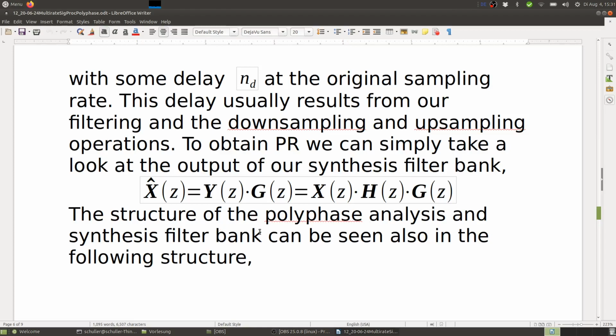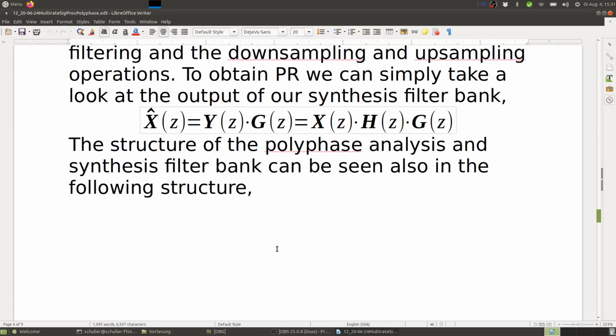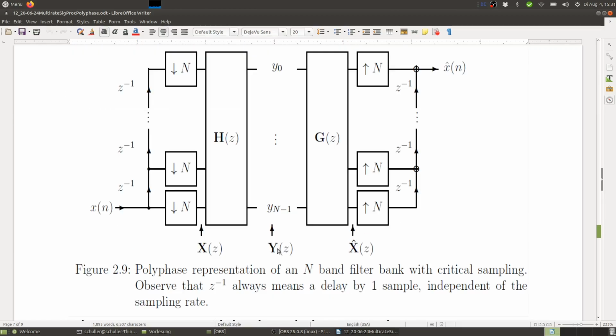So the structure of the polyphase analysis and synthesis filter bank can also be seen in this following structure. So here is a signal flow diagram of the analysis and synthesis filter bank. From the left hand side you can see my audio signal x of n, here written in the time domain, although the rest is written in the z domain, so maybe more appropriately this should have been x of z. But then here we get this blocking. So this is basically what the X2 polyphase program is doing, which I showed last time.